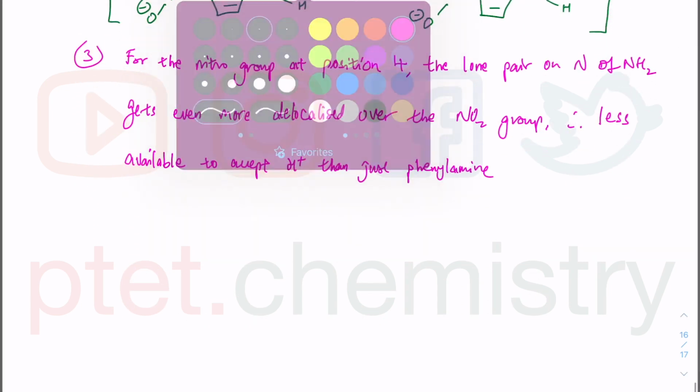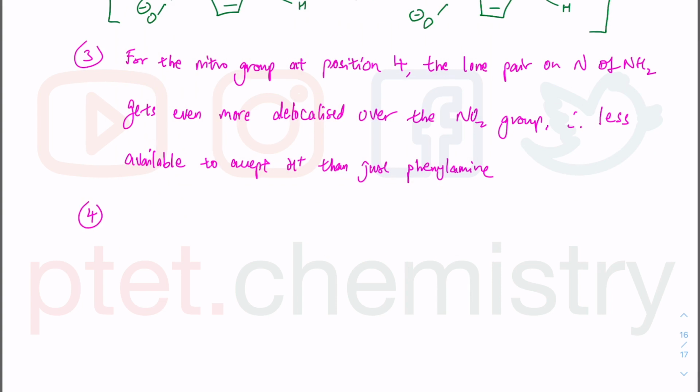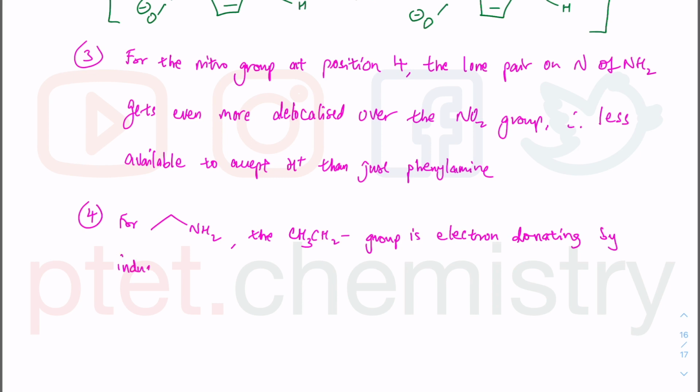Of course, then you have to complete the essay by comparing ethylamine as well. So for ethylamine, the CH3CH2 group is electron donating by inductive effect. So that is electron donating by inductive effect. Inductive effect is something you have learned in alkene chemistry, in the AS chemistry syllabus. If you don't believe me, you can have a look under alkene chemistry. That's the mention of this name.